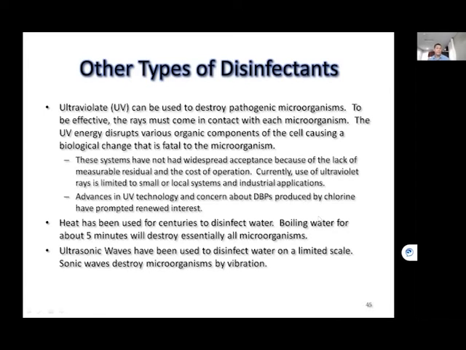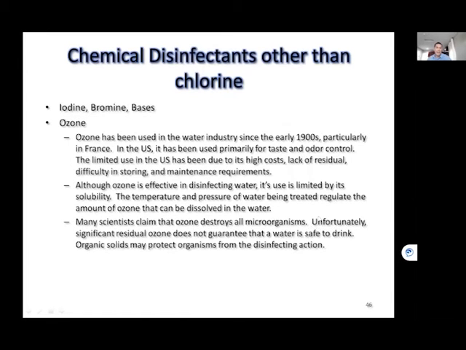Heat has been used for centuries to disinfect water. Boiling water for about 5 minutes will destroy essentially all microorganisms. Heat cannot be used on an industrial scale. It's too expensive. Ultrasonic waves have been used to disinfect water on a limited scale. Sonic waves destroy microorganisms. Again, you can't use that on an industrial scale. Iodine and bromine bases can inactivate certain pathogens.